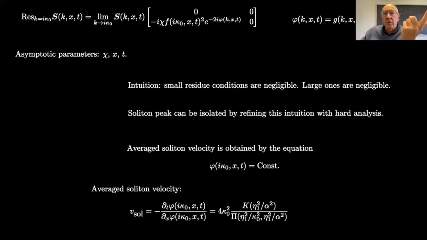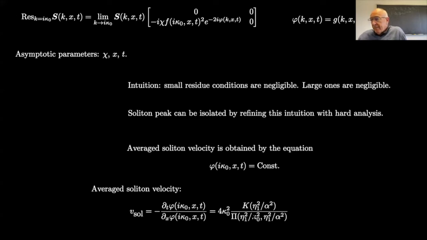And so there it is, the residue condition at the top of the screen. So this is the intuition. Small residue conditions are negligible, large ones are also negligible. So you can isolate this by refining the intuition. You can isolate the soliton peak. And so the average velocity is obtained by setting this phase function that appears in the residue condition equal to a constant, and then taking partial derivatives with respect to x and t, and that gives you an explicit formula for the velocity of the tracer.